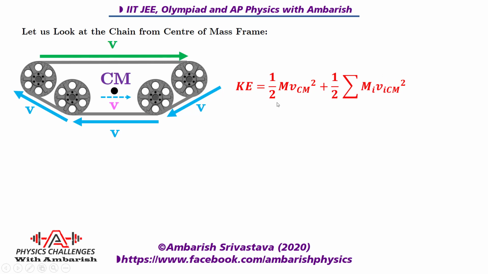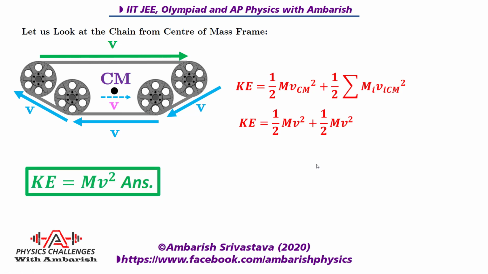So kinetic energy is simply half Mv square, because the center of mass is moving with speed v, so the first term is half Mv square, and the second term is also half Mv square. Why? Because this was at rest in the ground frame, so from the center of mass frame, everything appears to move with the speed v. Alright, so that gives us our final answer. Total kinetic energy is simply Mv square.